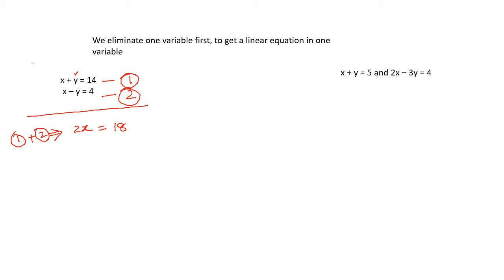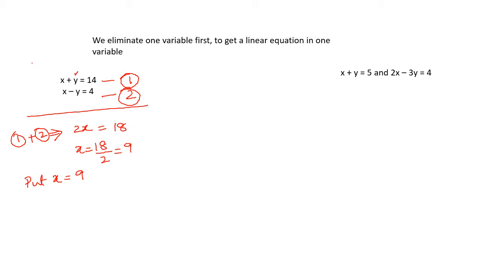When I get the equation, I'm getting it only in x. So what do I get? x equal to 18 by 2, that is equal to 9. Okay, now you can put x equal to 9 in any of these equations. Earlier in substitution we were taking from the first equation and substituting in the second equation. Here we just eliminate, and whatever value we get, we put it in the other equation.